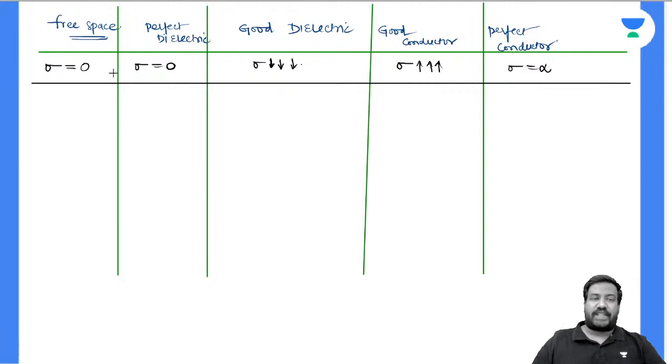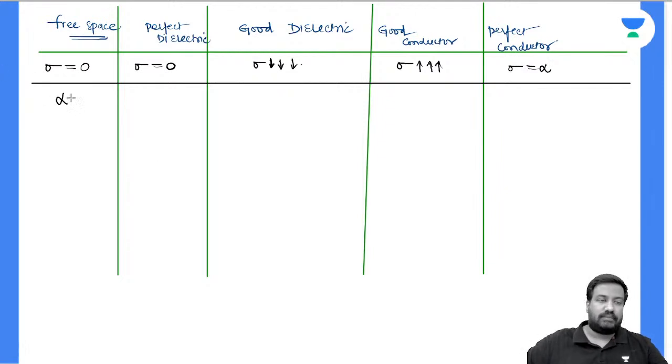This is a journey of sigma from 0 to infinity. It is moving from free space to perfect conductor. In this way, if you analyze the important parameters in different mediums, you will get more understanding about how wave propagates in different mediums. This table will be very, very important for you.